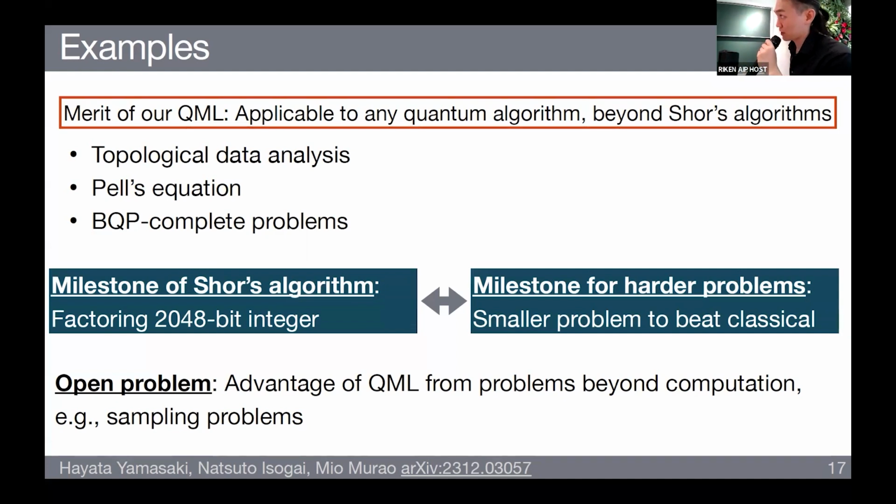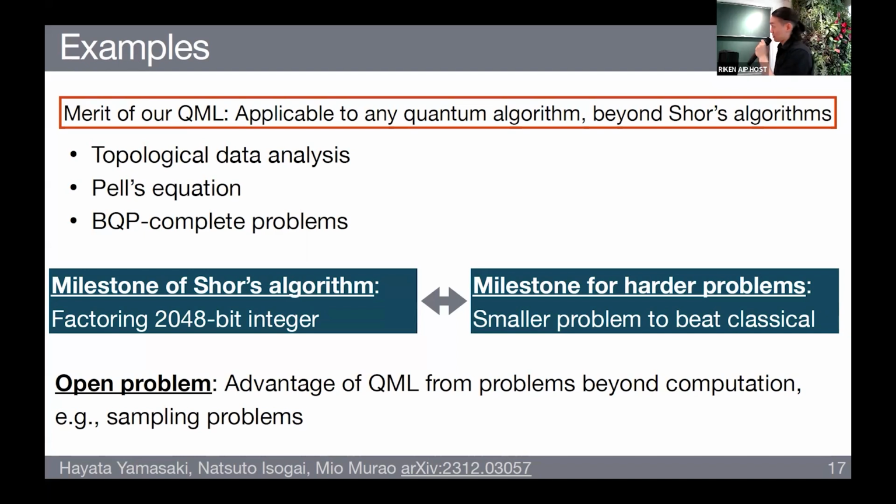For example, there are several algorithms in the field of topological data analysis where in some cases we can prove the advantage of quantum algorithms over any classical algorithm. For example, to compute some quantity called the Betti number or some other topological invariants, we can show that we have a very fast quantum algorithm.